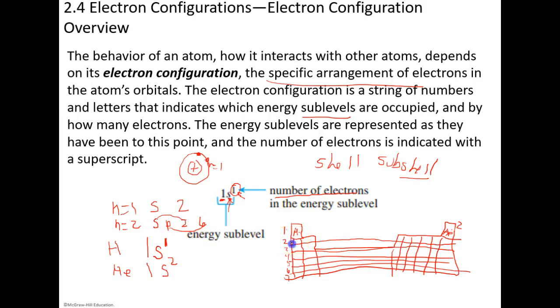Okay, so let's go to lithium. Lithium is right down here. Okay, so lithium has 3 electrons. So first of all, where are the first 2? Well, the first 2 are in n equal to 1, and now I'm going ahead and doing my n equal to 2 right here.